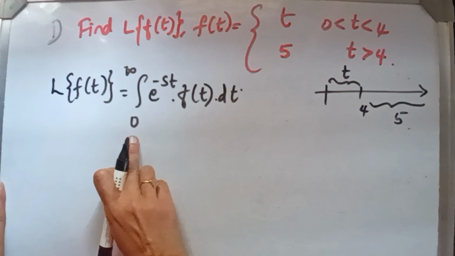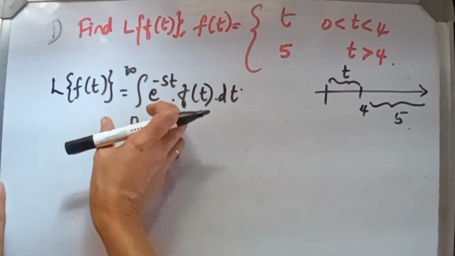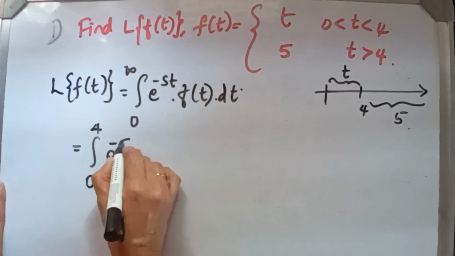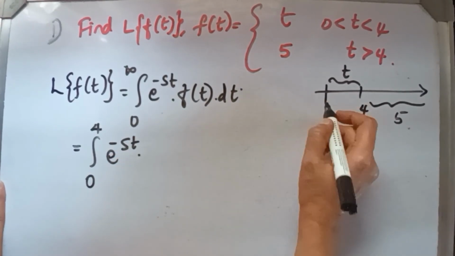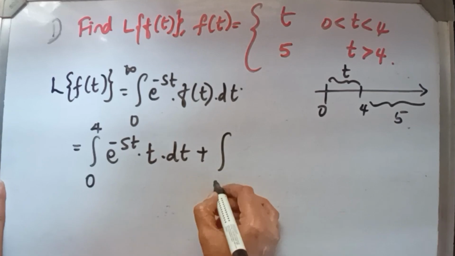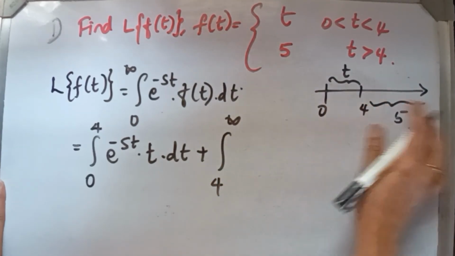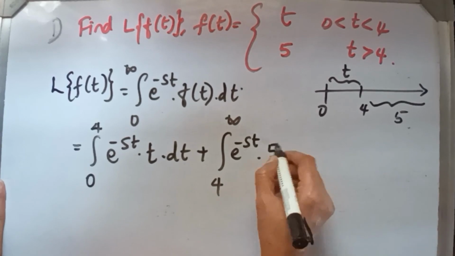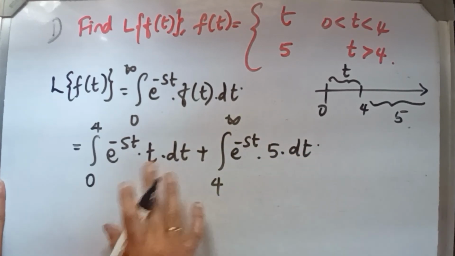So the integral here is 0 to infinity. Now you have to split the integral. From 0 to 4, e power minus st. What is the function from 0 to 4? It is t into dt, plus integral from 4 to infinity. For all other values greater than 4, the function is 5 into dt. You have to integrate this now.